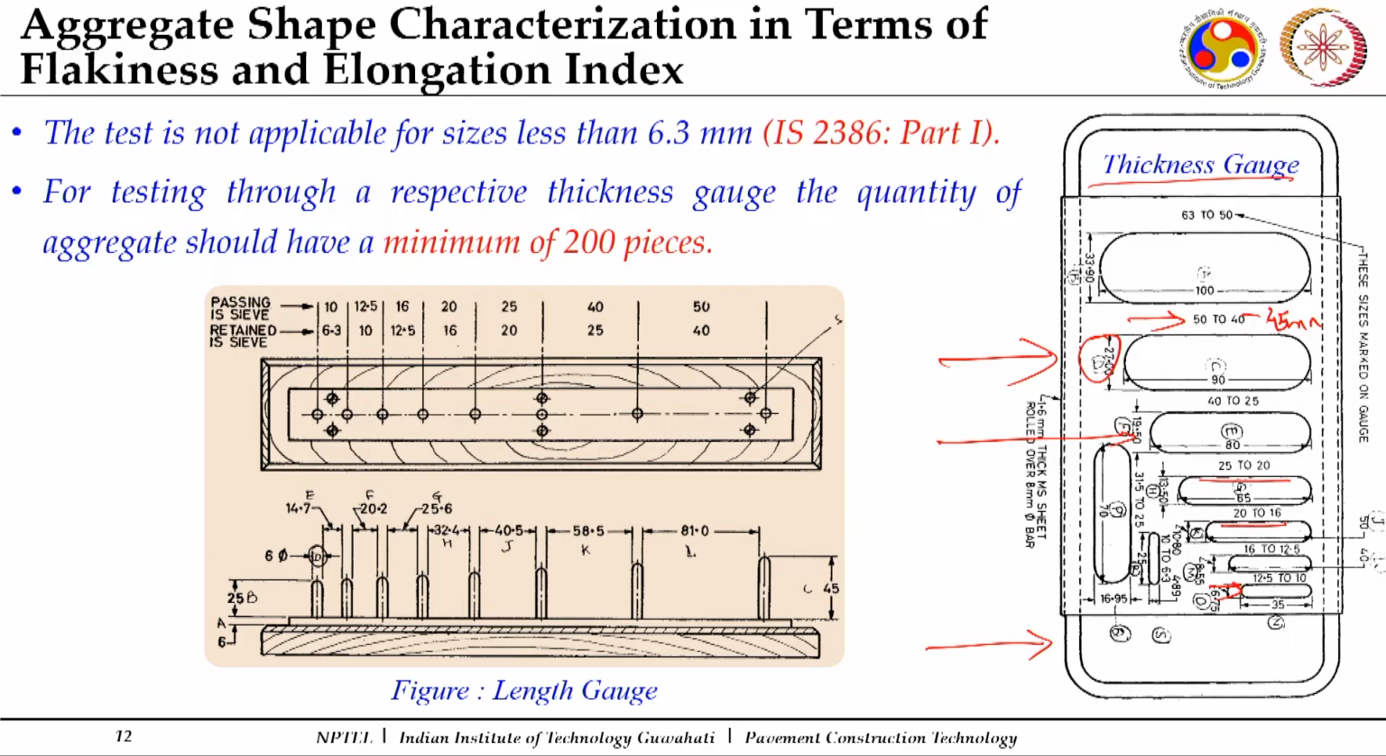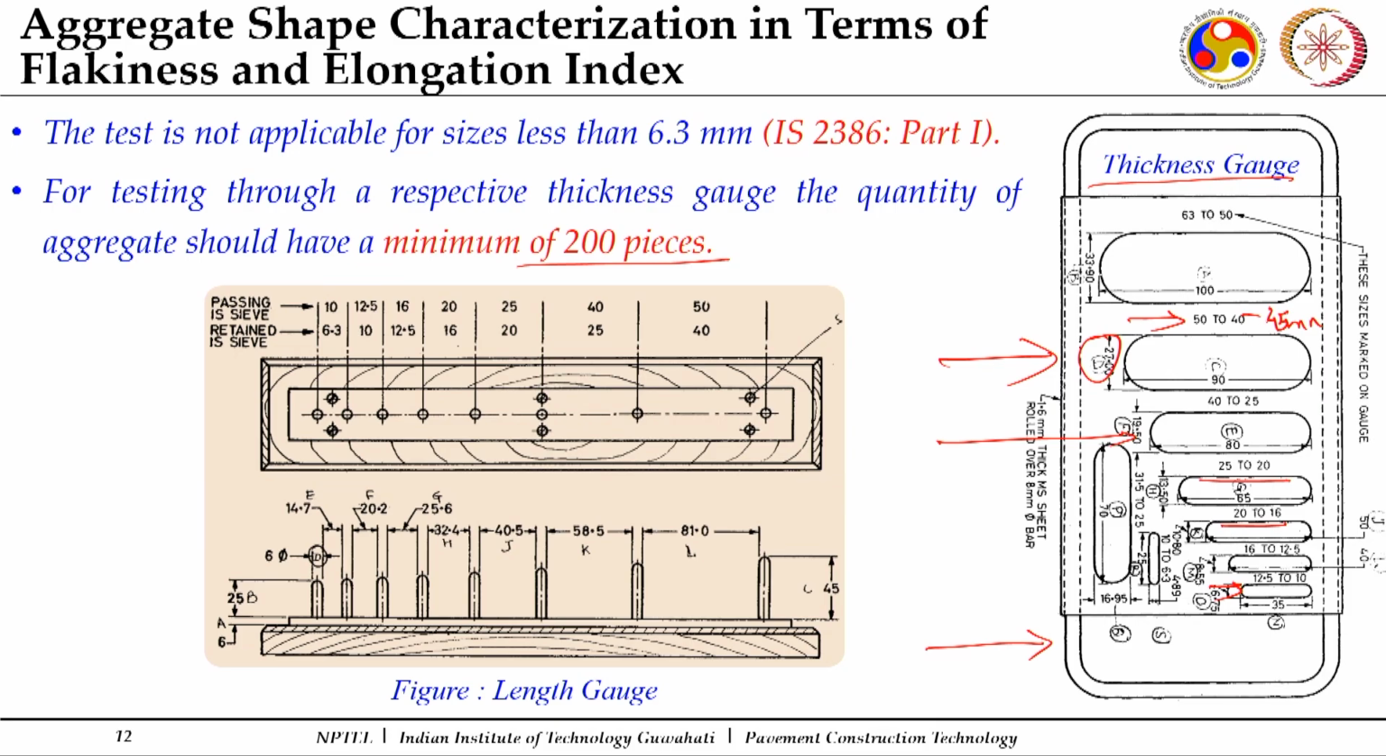Now, once you check for flaky, similarly you can check for the elongated part, but for every sieve size you have to take at least 200 pieces. This is the important aspect, because you need to have a good representation of the source, the sample which you are considering for it.